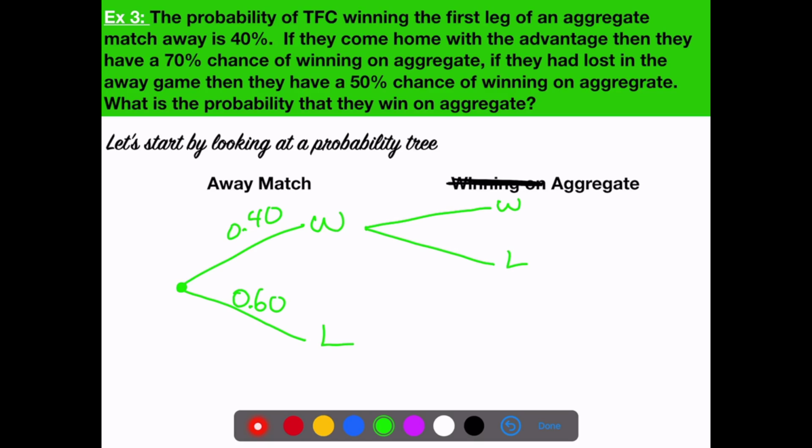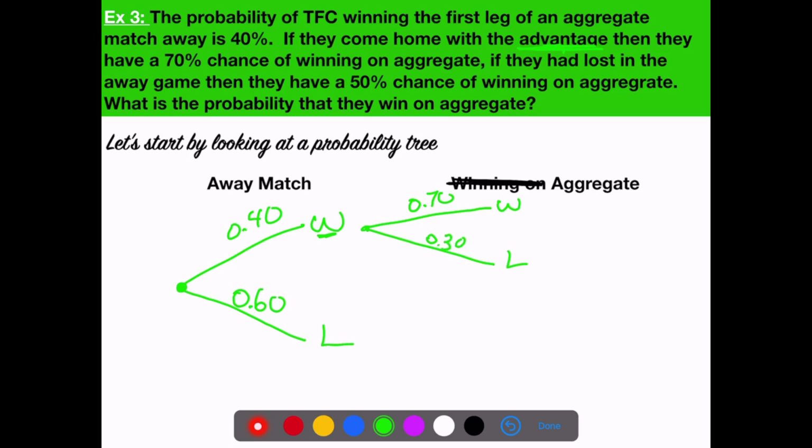It says if they come home with the advantage, well, that's if they won this game. Okay, so they did that. Then they have a 70% chance. Great. And then this comes to a node. This is one particular piece to the puzzle. So then this has to equal 30%.